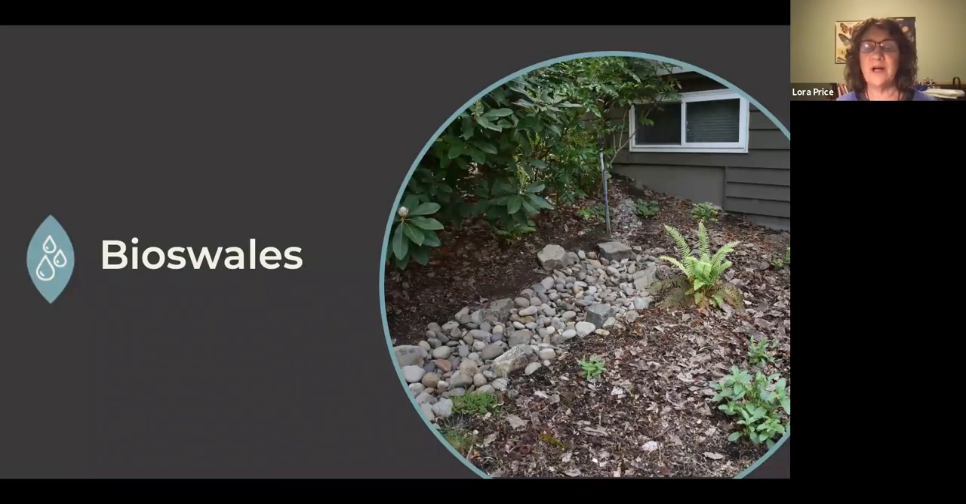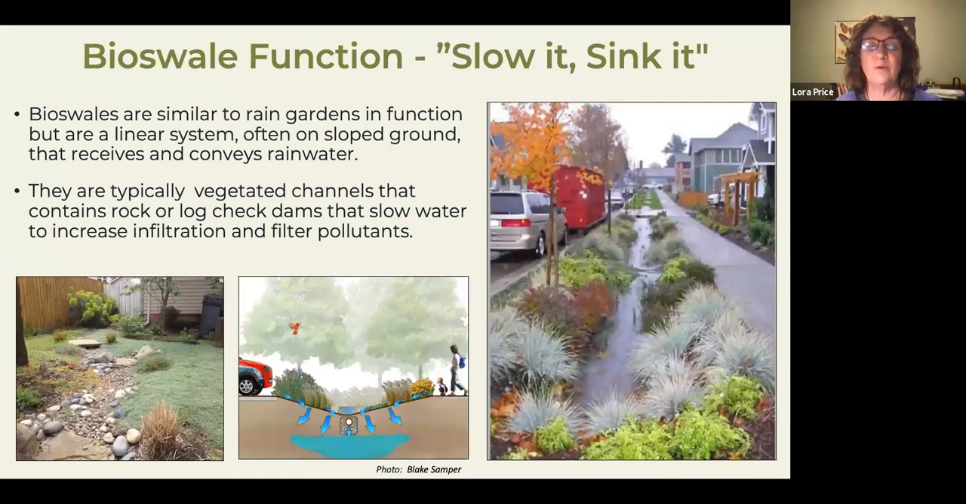So next, we're going to talk about bioswales. You see one right here that I imagine is coming from a downspout. And a lot of folks wonder what the difference is, which is understandable because they're very similar in a lot of ways, but in their function, bioswales are generally a linear system, and often on sloped ground that's receiving water and conveying it somewhere, or diverting it somewhere that is away from where it might be a problem.